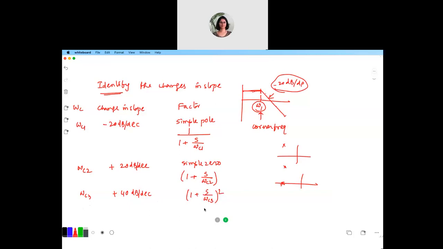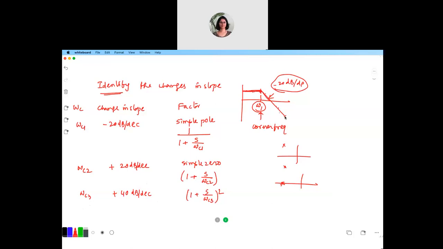That's all. Right? So this is how we can obtain the factors, if I know the changes. At this point, I have a change from 0 to minus 20. So at this point, I will have a simple pole. How do I calculate that factor? I calculate it this way.